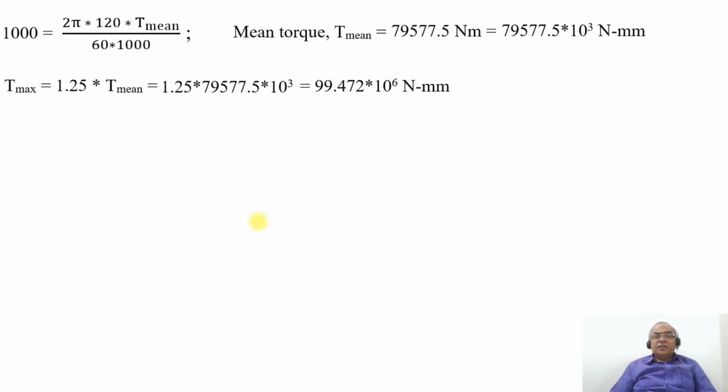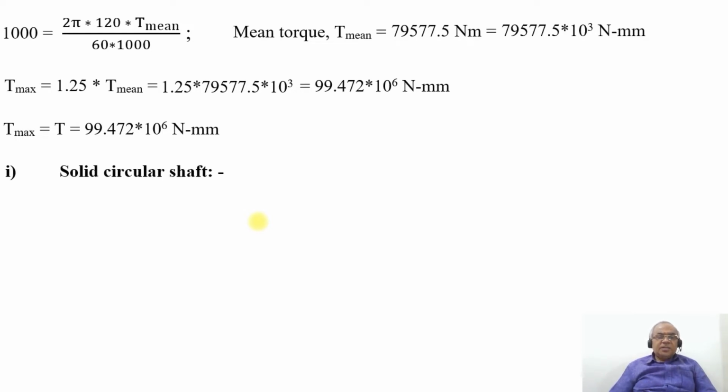Converting that into Newton mm, that is 79.5775 into 10 to the power of 6 into 1.25. On simplification, you will get 99.472 into 10 to the power of 6 Newton mm. So now we know the maximum torque, T max, which is equal to T, which is equal to 99.472 into 10 to the power of 6 Newton mm.